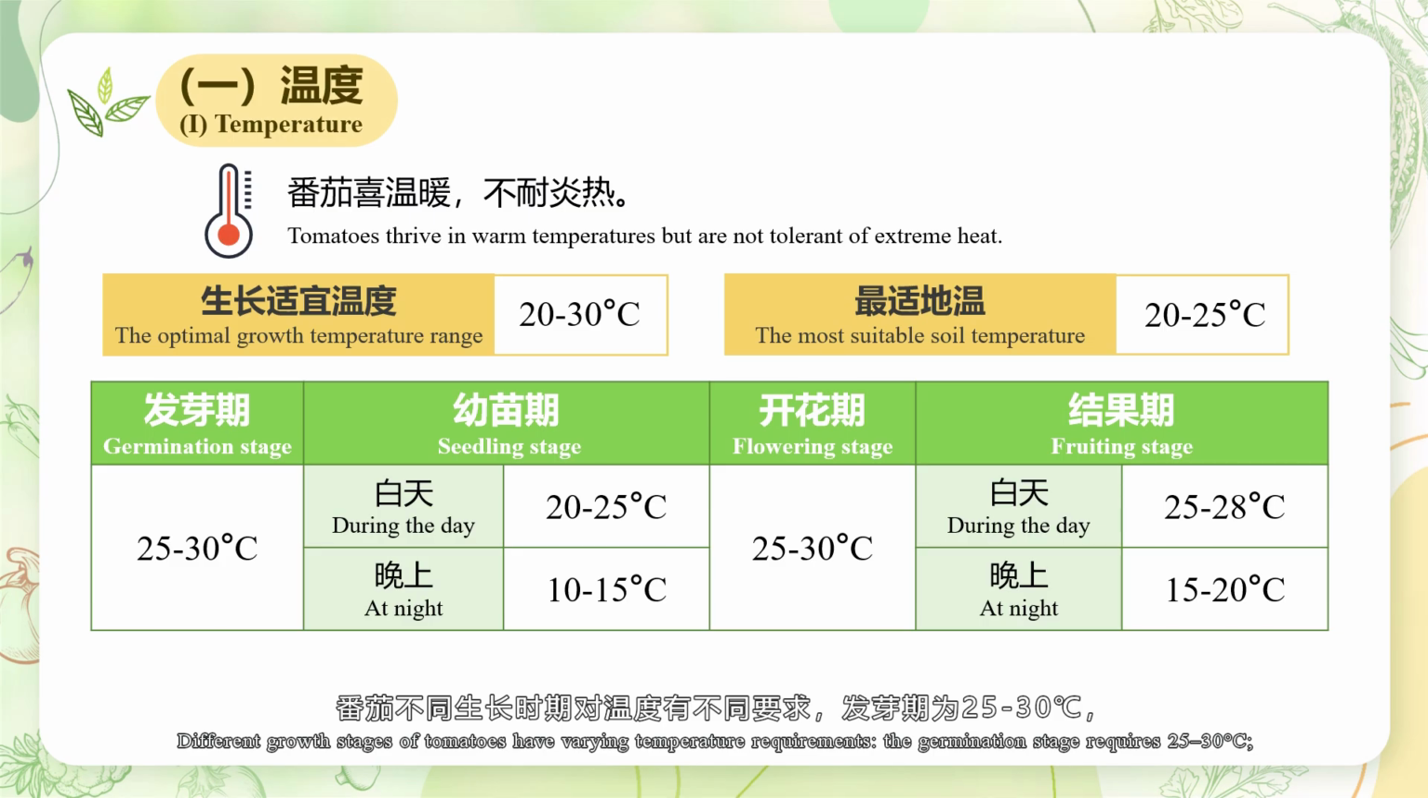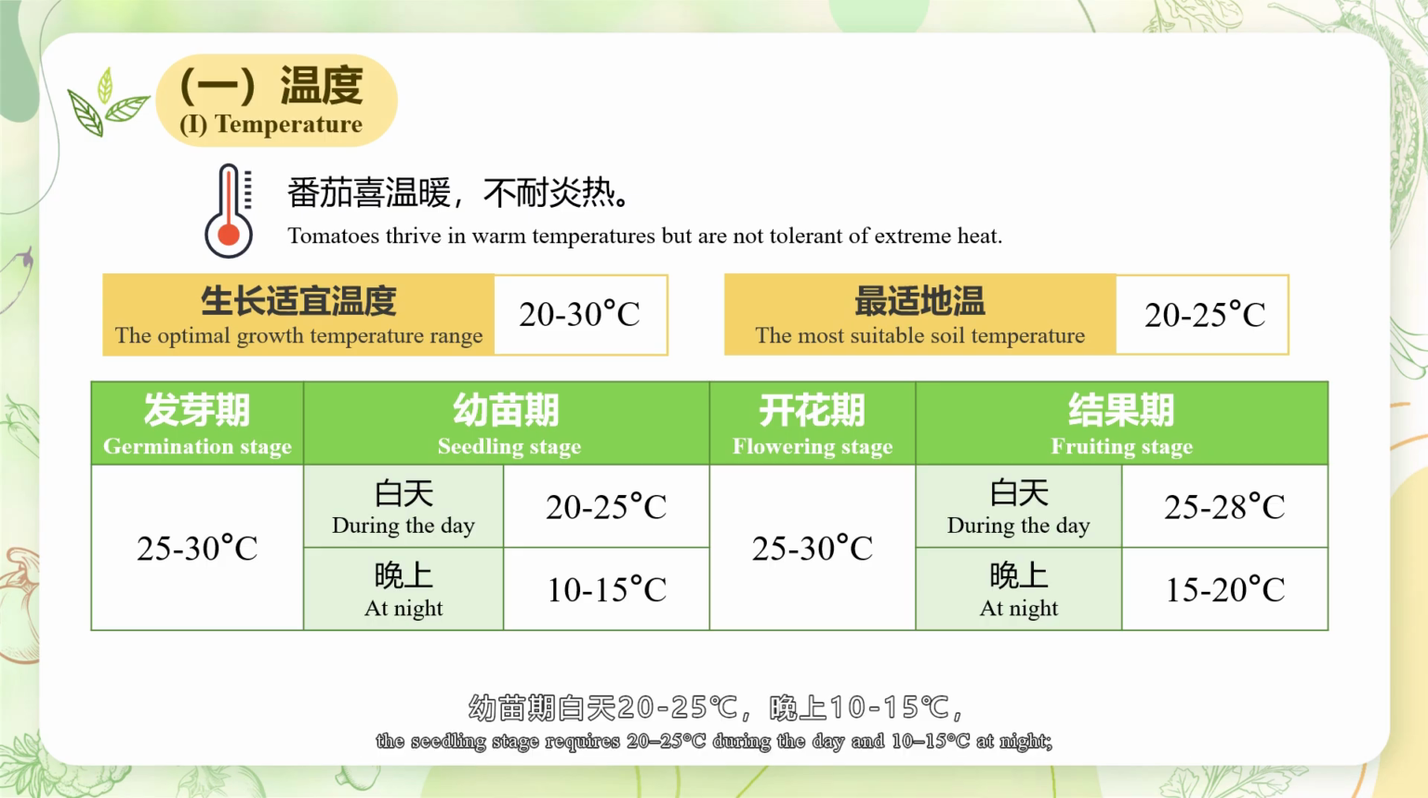The germination stage requires 25 to 30 degrees Celsius. The seedling stage requires 20 to 25 degrees Celsius during the day and 10 to 15 degrees Celsius at night. The flowering stage requires 25 to 30 degrees Celsius, and the fruiting stage requires 25 to 28 degrees Celsius during the day, and 15 to 20 degrees Celsius at night.